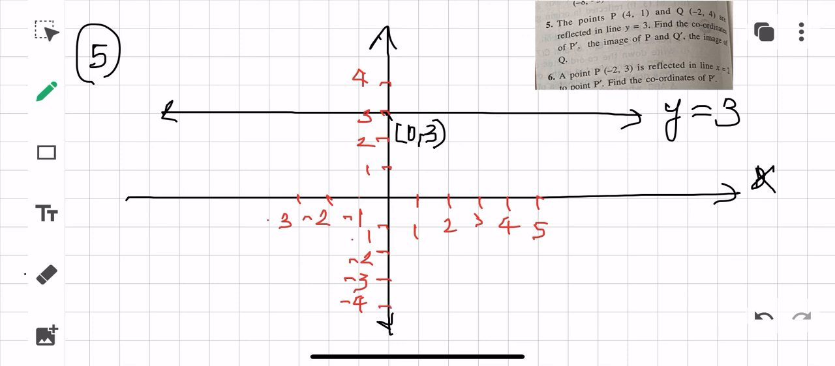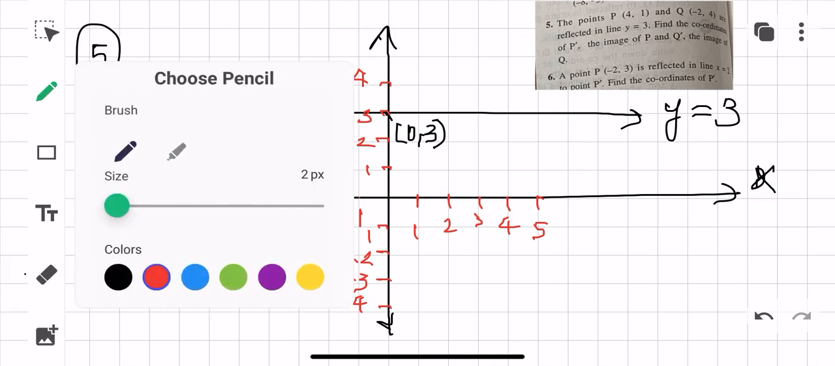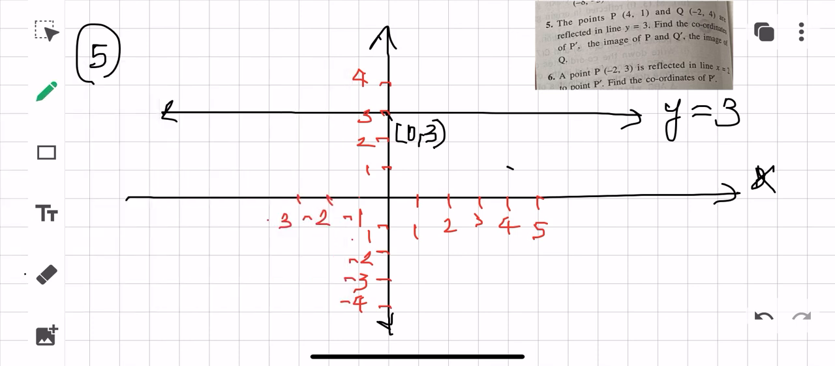Okay, so how am I going to plot? The first point is 4 comma 1. So 4 comma 1, children, if you can see here, it is going to lie in this place. So this is 4 comma 1. Okay, so this is my point P, and then minus 2 comma 4. So minus 2 comma 4 is going to be where, children? This is my minus 2 and this is my 4. So this is this particular point. Okay, and this is my Q.